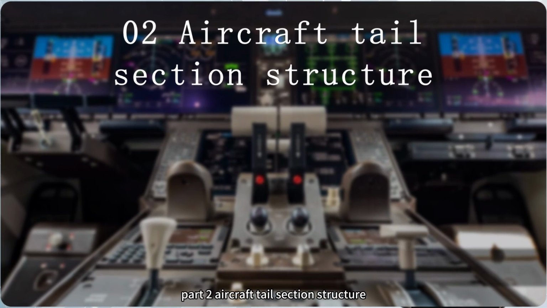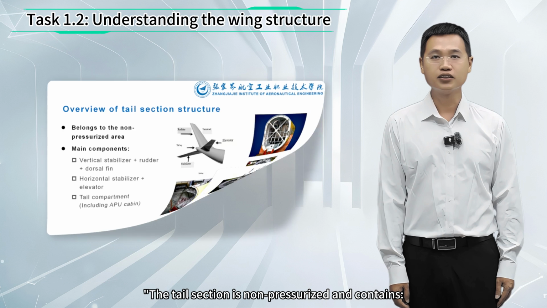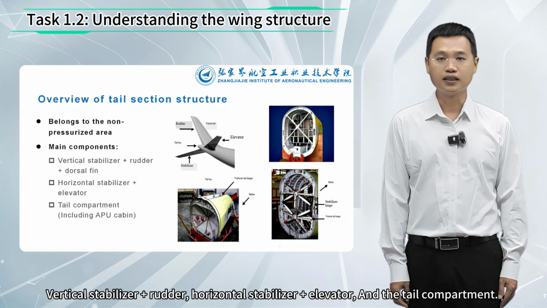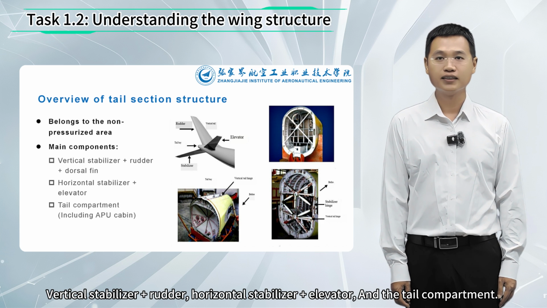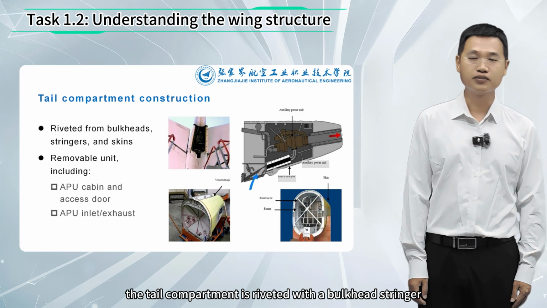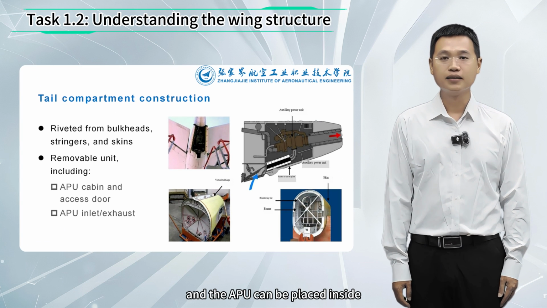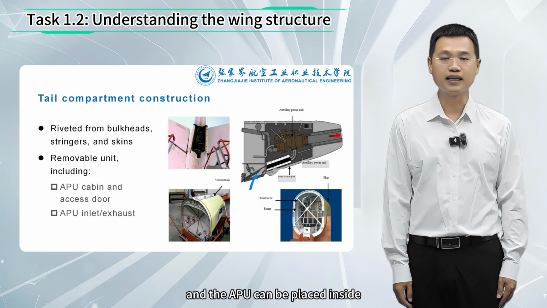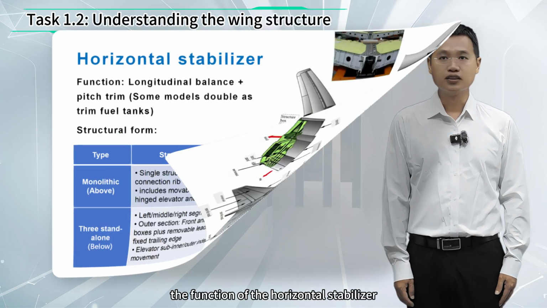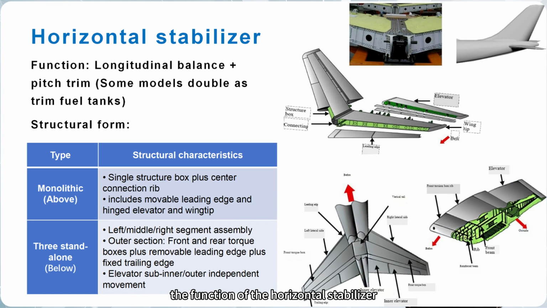Part 2. Aircraft tail section structure. The tail section is non-pressurized and contains the vertical stabilizer plus rudder, horizontal stabilizer plus elevator, and the tail compartment. The tail compartment is riveted with bulkheads and stringers, and the APU can be placed inside with access doors and exclusive intake and exhaust. The function of the horizontal stabilizer is to maintain longitudinal balance and perform pitch trim control, as well as install elevators.